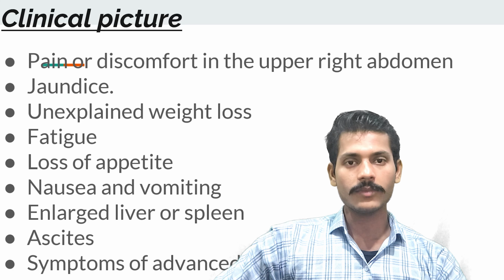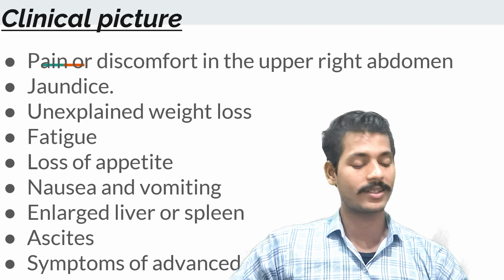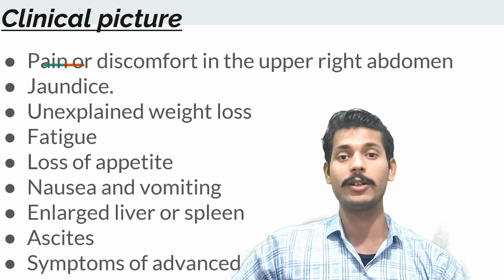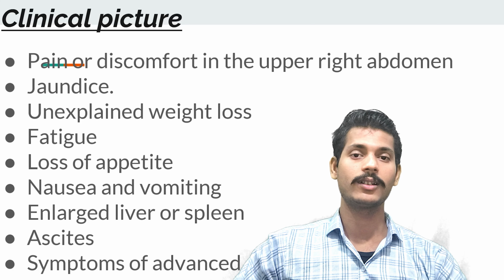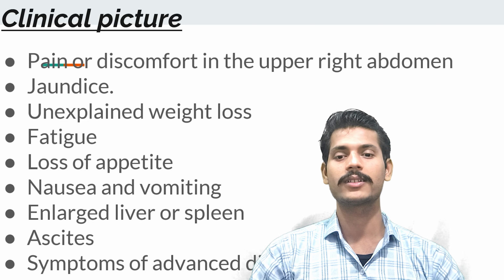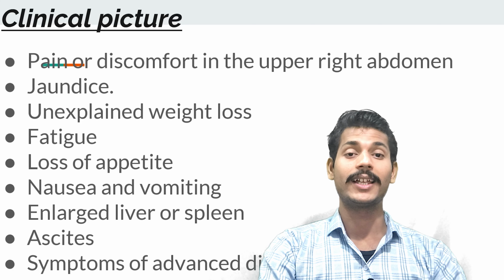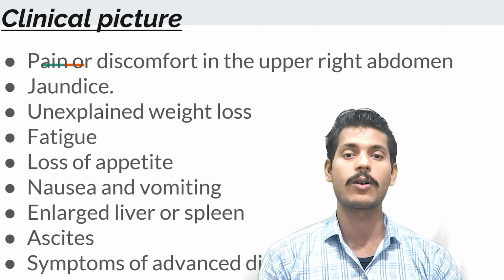And generally the bile metabolism, the bilirubin, biliverdin, is done through the liver. So whenever cancer appears, there is a chance of developing jaundice. Then there is unexplained weight loss.